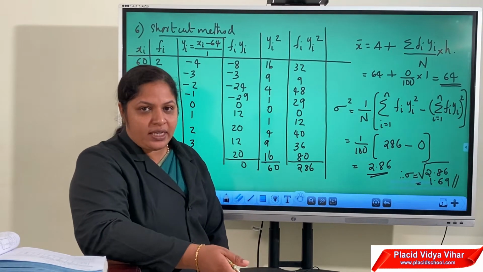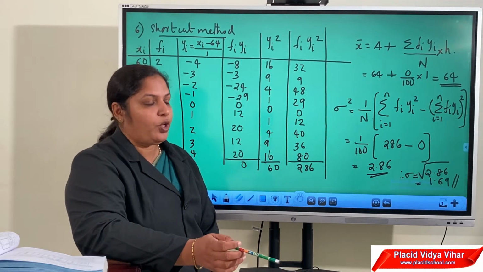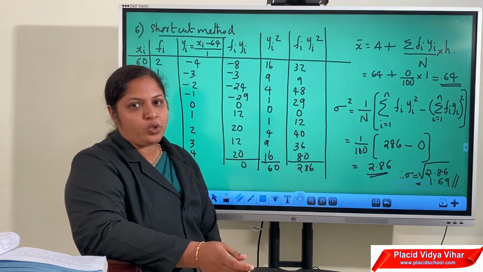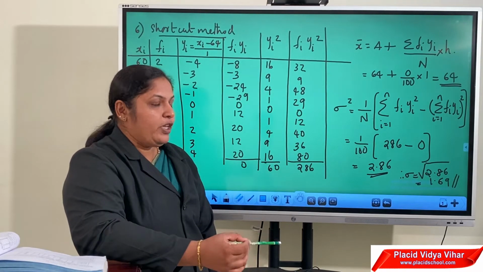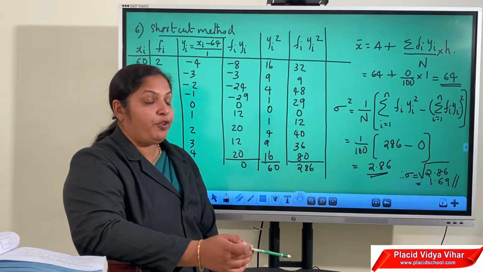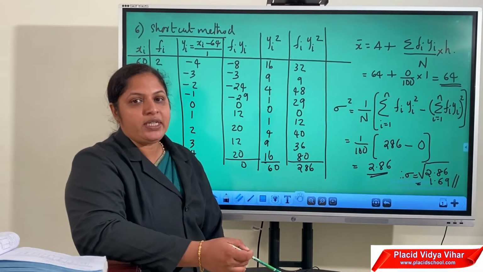In order to find the standard deviation, you have to find the square root of 2.86. We have already learned in class 10 how to find the square root of a number. So by using that method, you have to find the square root of 2.86 to obtain the standard deviation, and we obtain it as 1.69.